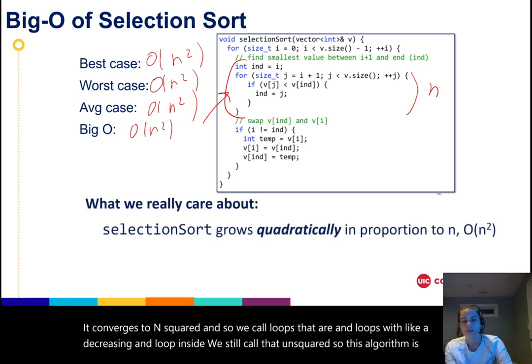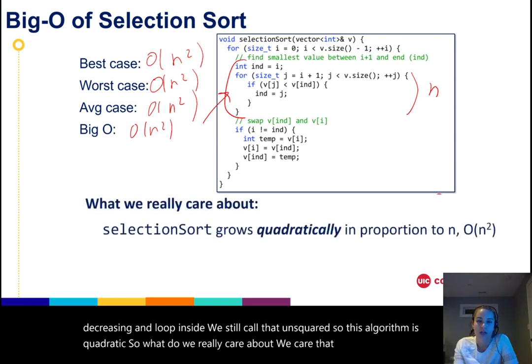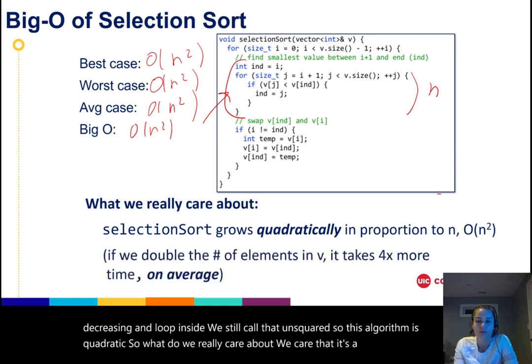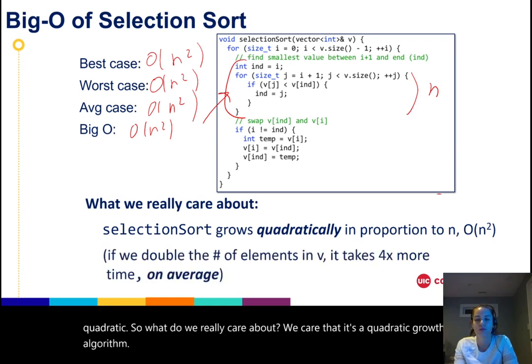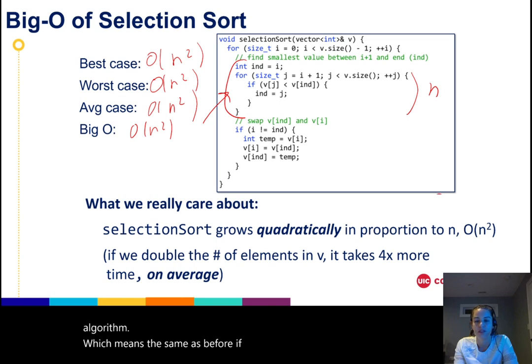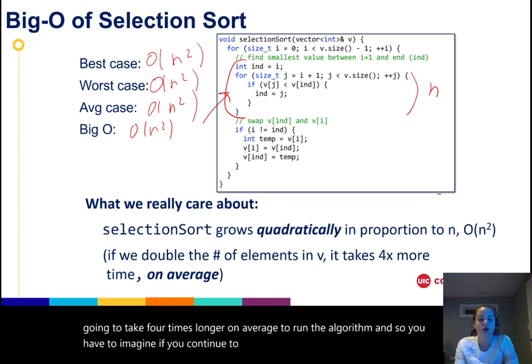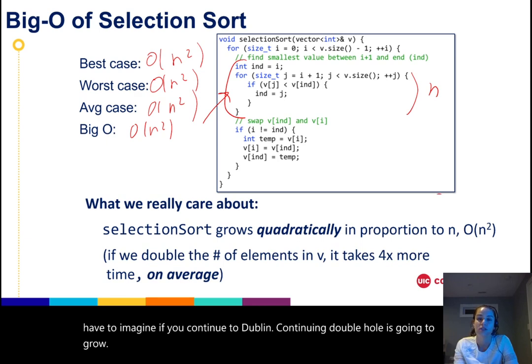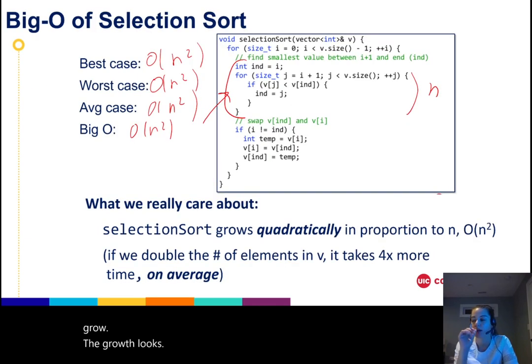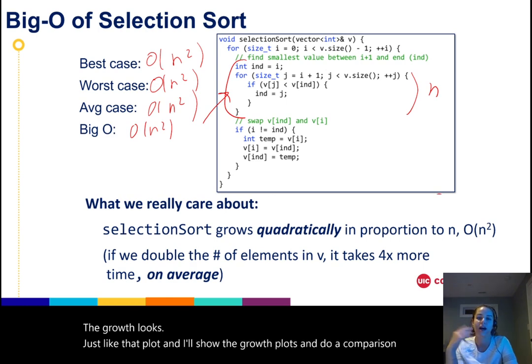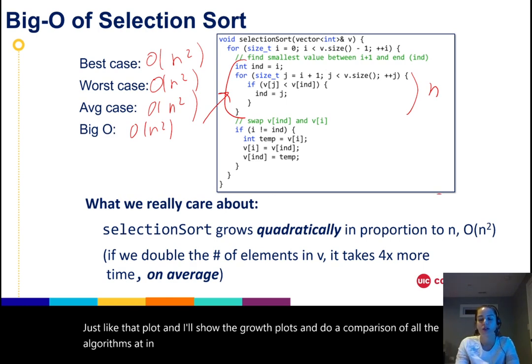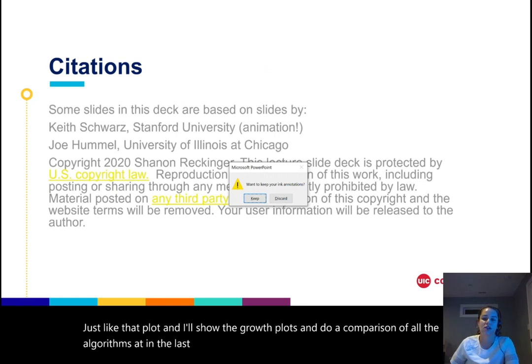So what do we really care about? We care that it's a quadratic growth algorithm, which means the same as before. If you double the number of elements in the array, it's going to take 4 times longer on average to run the algorithm. You have to imagine if you continue to double and continue to double, how that's going to grow. The growth looks just like that plot, and I'll show the growth plots and do a comparison of all the algorithms in the last video. So that is all for selection sort.